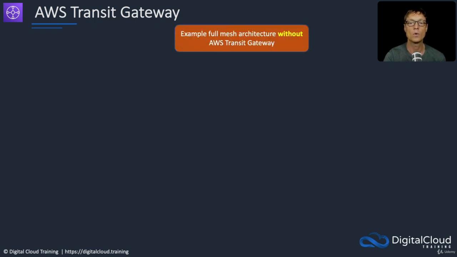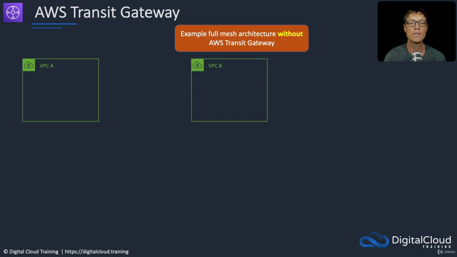Now, again, what I want to do is show you a fully meshed architecture without AWS Transit Gateway to help you understand the problem we're trying to solve. Because when we have lots of VPCs and on-premises locations, it can get really complex. The peering connections that we set up if we use VPC peering can become extremely complex.